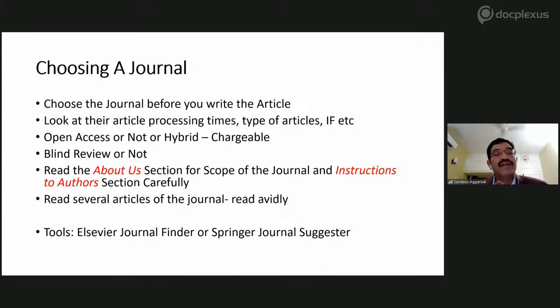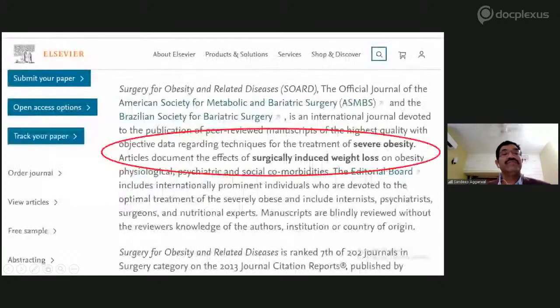Read some articles, or several articles, of the journal. That gives you an idea of what the journal is expecting and what sort of articles are getting accepted. There are certain tools available like Journal Finder or Springer Journal Suggester, but I think with experience you come to know which journal is good for you. For example, because I'm a bariatric surgeon, I'll give you an example. This is one of the top-notch journals, ranked seventh among all the surgical journals.